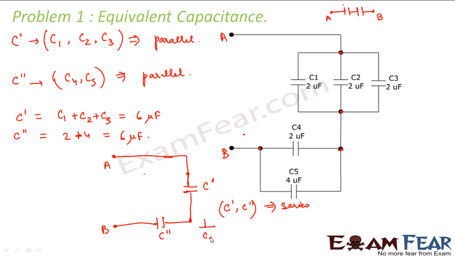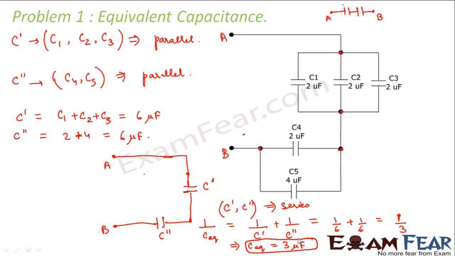So what will be the equivalent capacitance of the circuit? That will be 1 by C equivalent is equal to 1 by C dash plus 1 by C double dash. That is 1 by 6 plus 1 by 6, which is equal to 1 by 3. Therefore, the equivalent capacitance of the circuit is equal to 3 microfarads. So this is how we solve problems to calculate the equivalent capacitance of a circuit. Now we will solve many more.